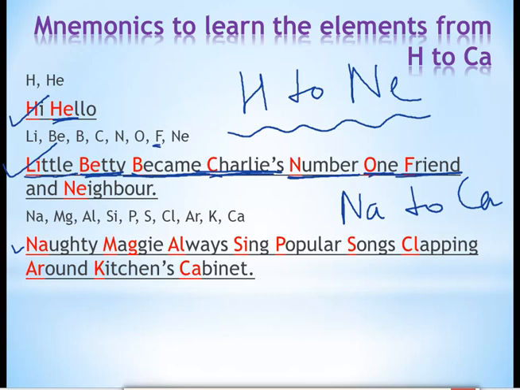So that thing you have to remember, that naughty Maggie, what he used to do, he used to sing popular songs by clapping around kitchen's cabinet.